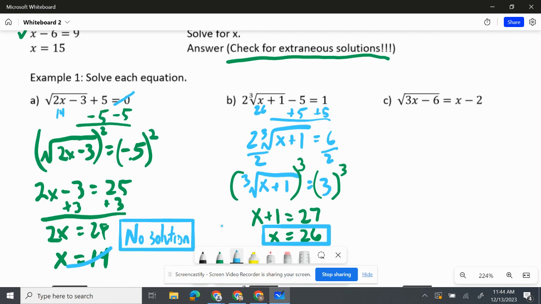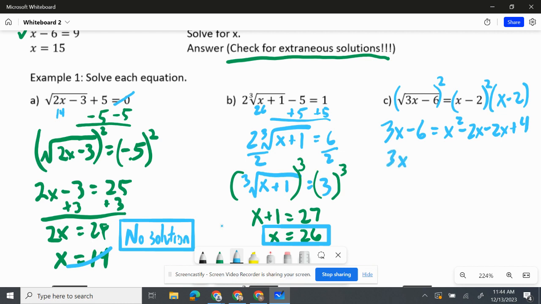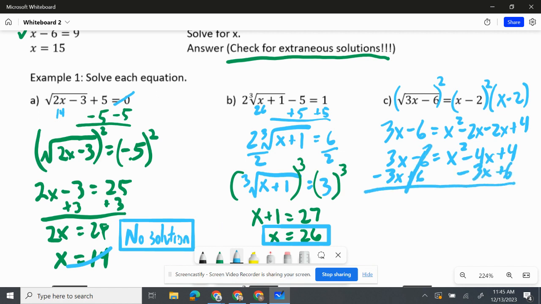Now for letter C, the root is already isolated. So I'm going to square both sides. Now when I square, remember, it's a binomial, so I have to FOIL it. So I have 3x minus 6 equals x squared minus 2x minus 2x plus 4. 3x minus 6 equals x squared minus 4x plus 4. I'm going to subtract the 3x and add the 6. That, of course, becomes 0, and I have x squared minus 7x plus 10.